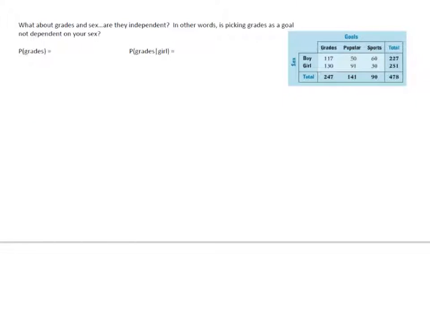So on to the next page. If you look at this problem, what about grades and sex? Are they independent? Would you say that picking grades as a goal is dependent or not dependent on sex? So if we compare P of grades to P of grades given girl, or we could have done it for grades given guys if we wanted to, but we're sticking with the girls here. Calculate the probability that you chose grades as your goal versus the probability of grades being chosen given you were a girl, and let's see how close these probabilities are to each other. So go ahead and do that.